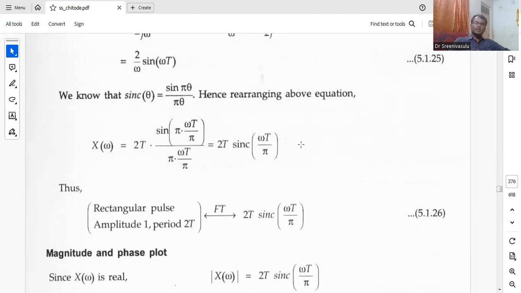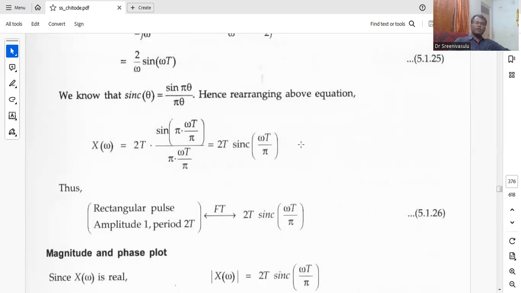It has zero crossing points whenever there is a sin pi omega T by pi. Already pi is there. For the sine function, we know the zero crossing points are integer multiples of pi. So this omega T by pi is going to be an integer, that is, plus or minus 1, plus or minus 2, like that. Now omega is equal to plus or minus pi by T, plus or minus 2 pi by T, like that we have the zero crossing points.